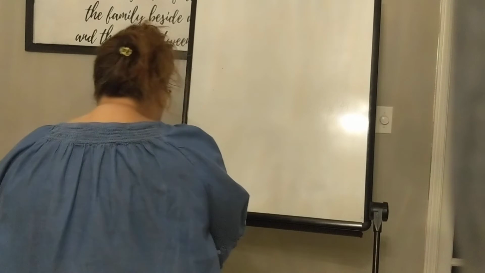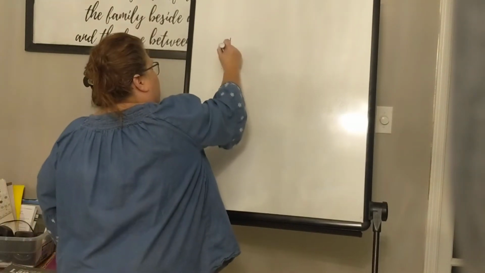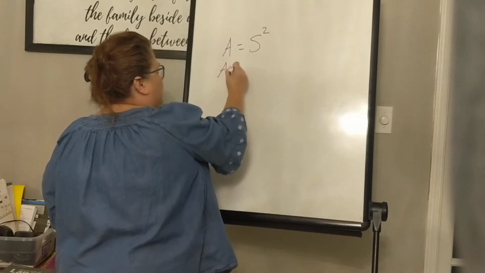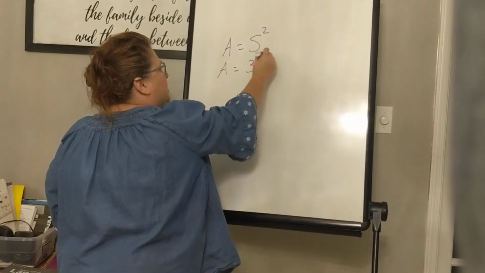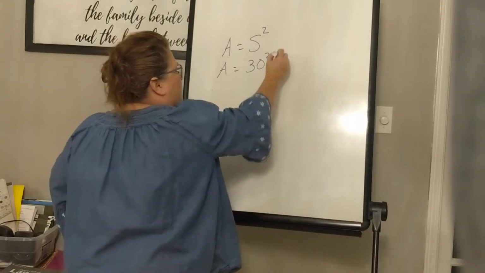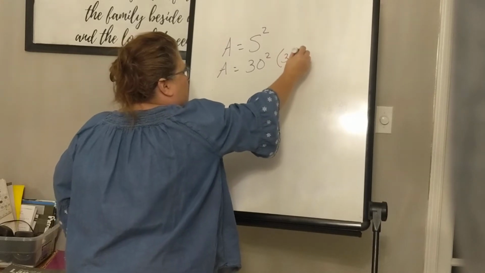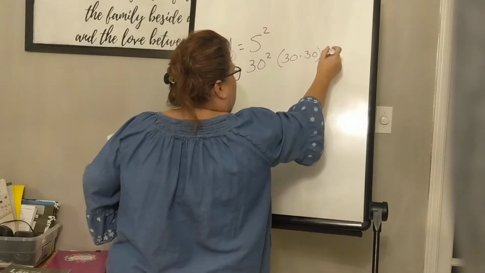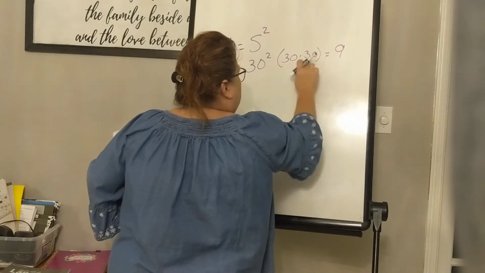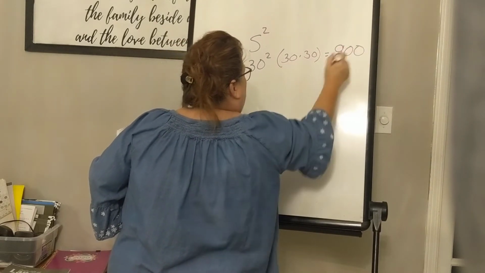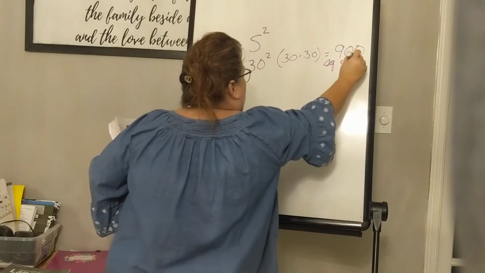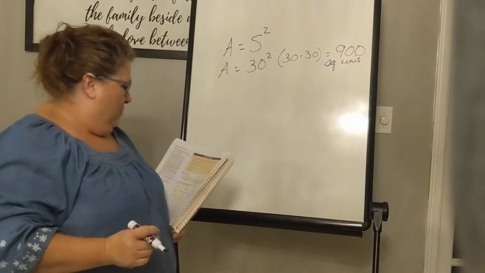So if it's 30 feet on each side, area equals side squared. So area equals 30 squared. 30 squared would be 30 times 30. So I'm just going to multiply my 3 times 3 is 9. Bring my 2 zeros. So it'd be 900 square units. Pretty cool?